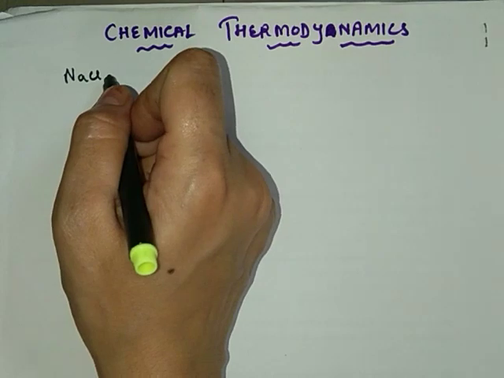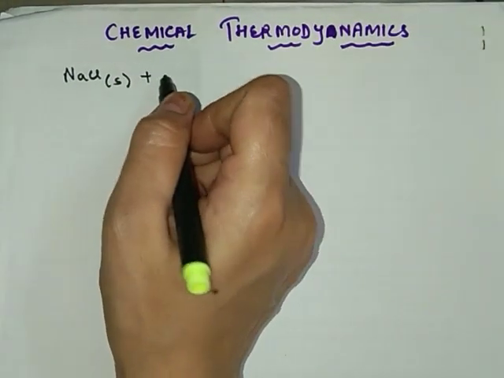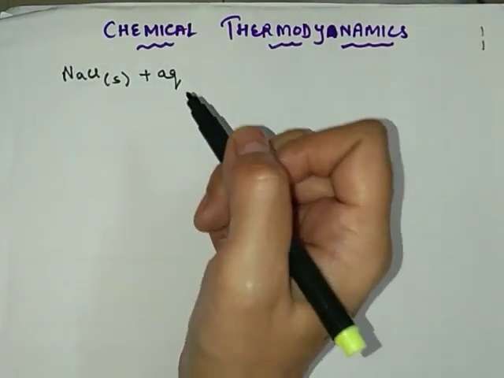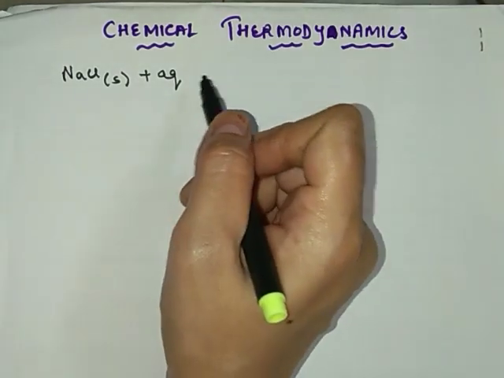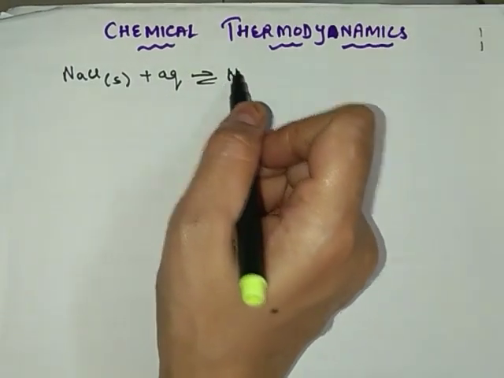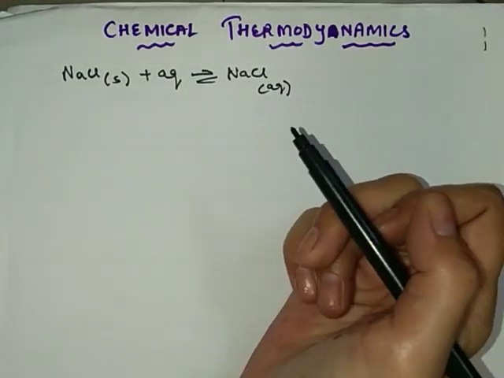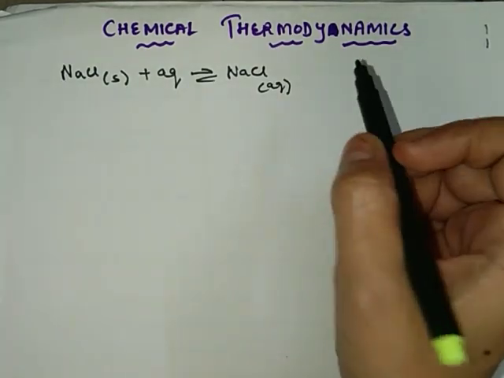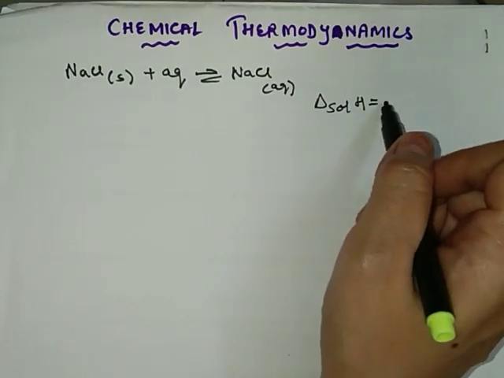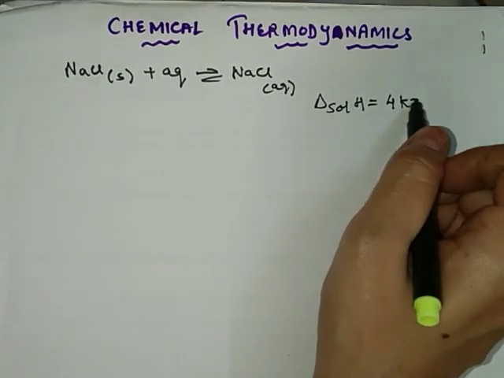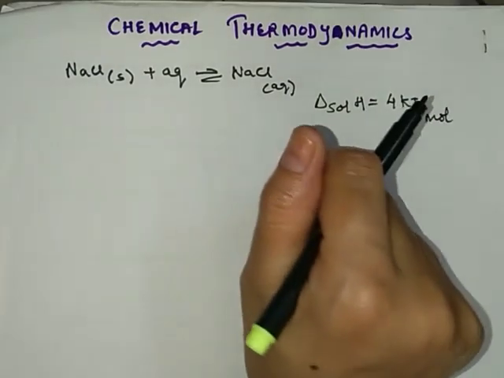Okay, and if you remember, we have taken the example of common salt, NaCl. This solute is in the solid state, and when it is dissolved in water, I will write plus water, the medium, represented in this way. And this gave what? A salt solution, which we represent as NaCl aqueous. And I hope you remember the enthalpy of solution for this particular reaction was 4 kilojoules per mole. Okay, till this we have seen.